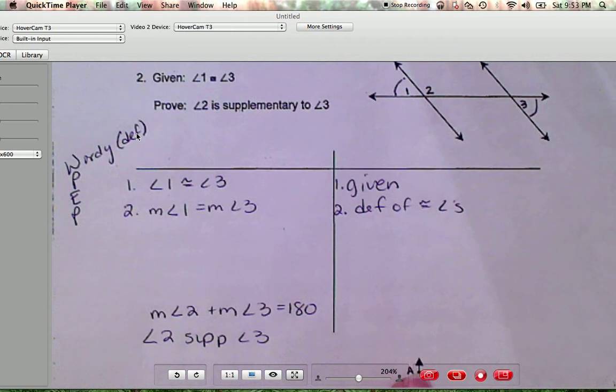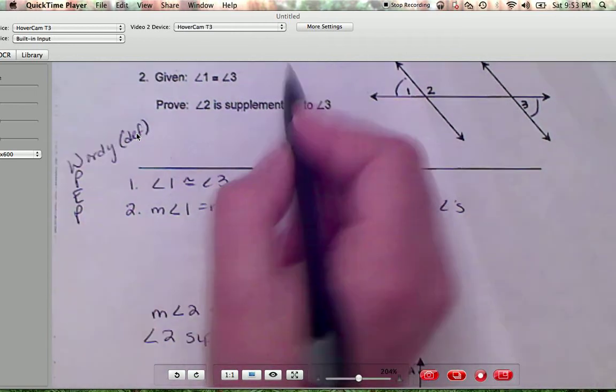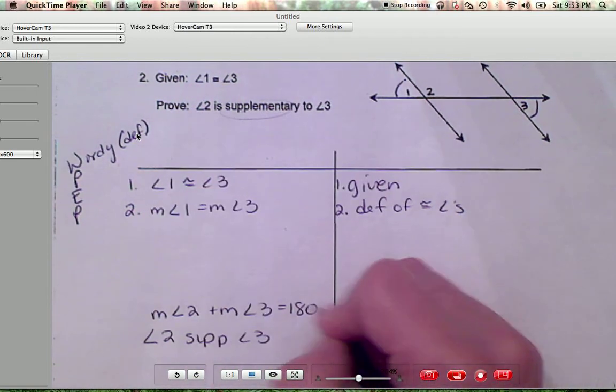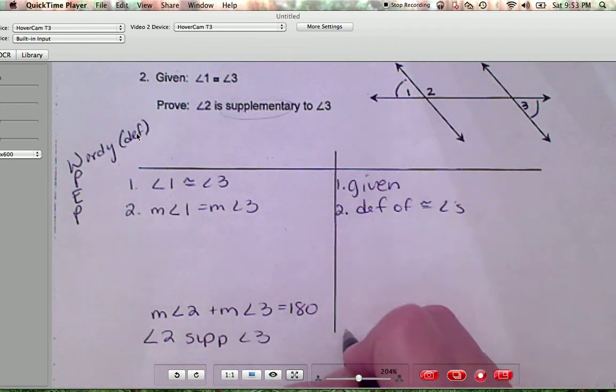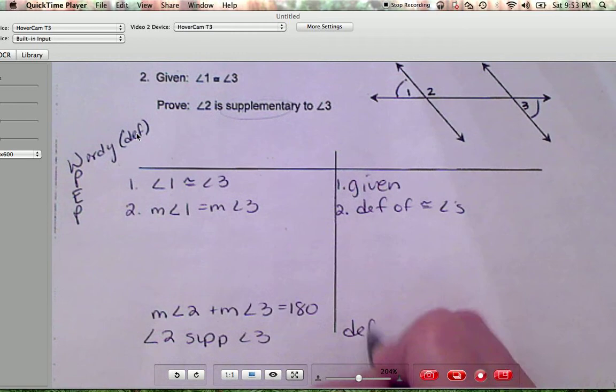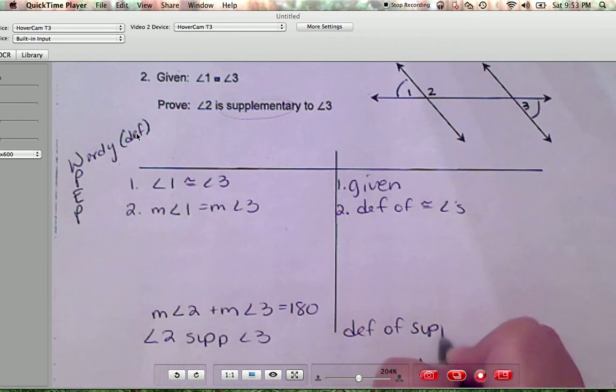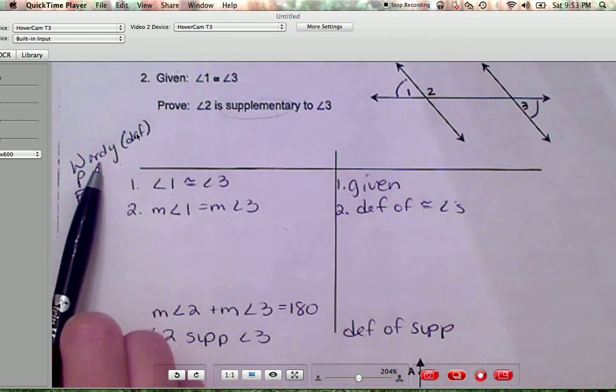And in this case, the word is supplementary. So at the end of the pairing, not up here at the beginning, but at the end of the pairing, definition of supplementary. Okay? So there's our wordy statements.